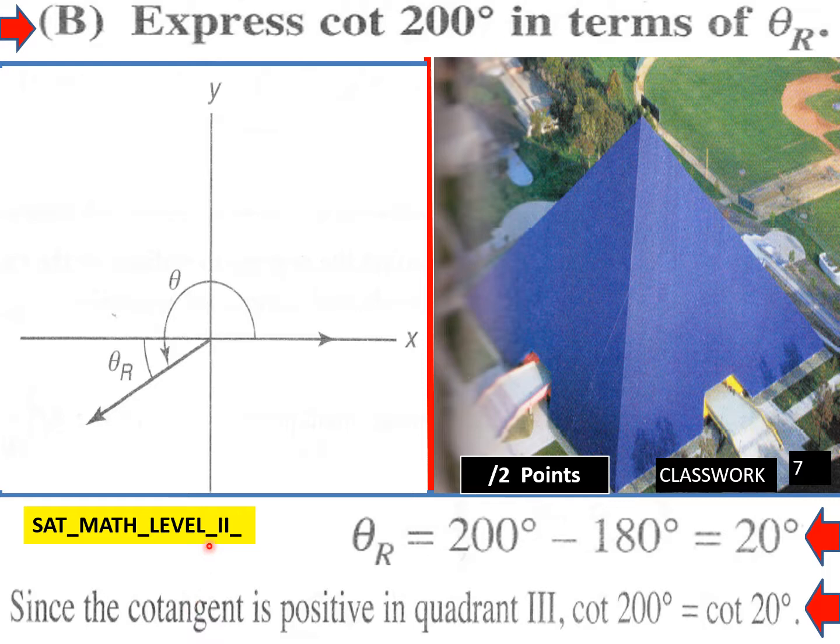Since the cotan is positive in quadrant 3, the cotan 200 would equal cotan 20 degrees here. So cotan would be the opposite of tangent, so that would be a positive angle in that situation. Why? Because X and Y are both negative, so that would be a positive.